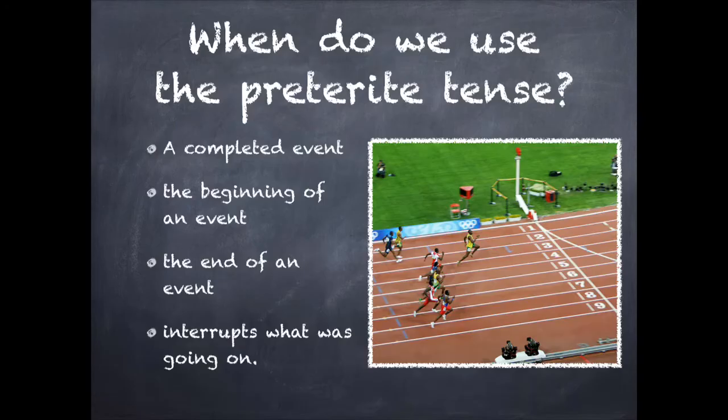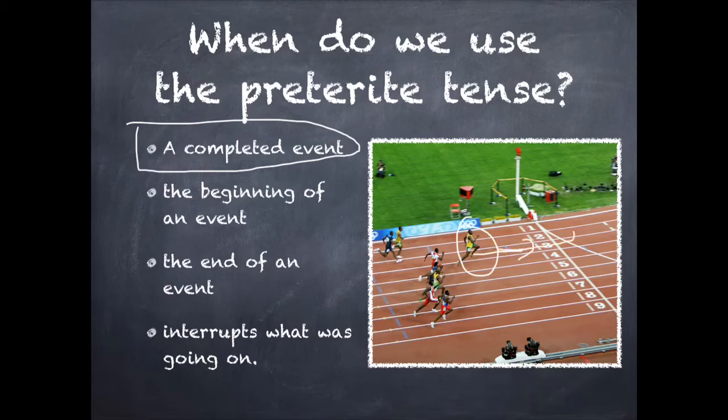So let's take a look at when we use the preterite tense. We use the preterite tense when we're dealing with completed events. We view the event that happened as completed, kind of like this runner right here. Here he is running, that would be imperfect. Once he crosses the line, he's finished the race. So we use the preterite tense because it's viewed as completed. The beginning of an event or the end of an event: he finished the race, they started to run. In those cases, we'd use the preterite tense.